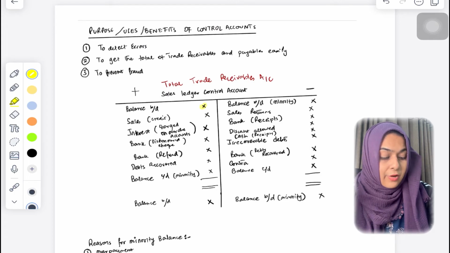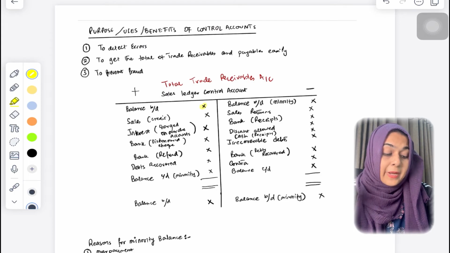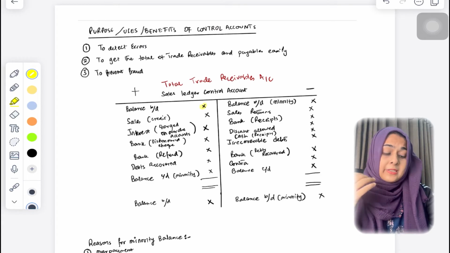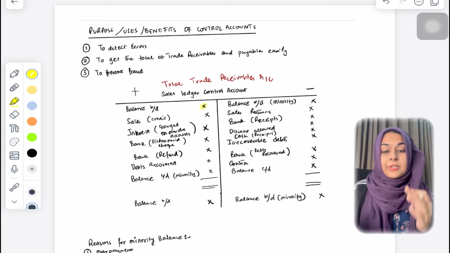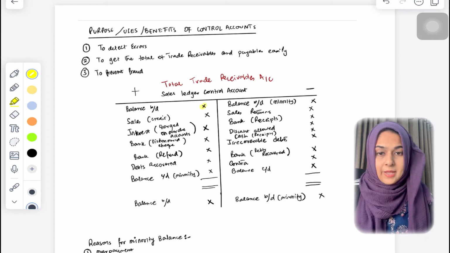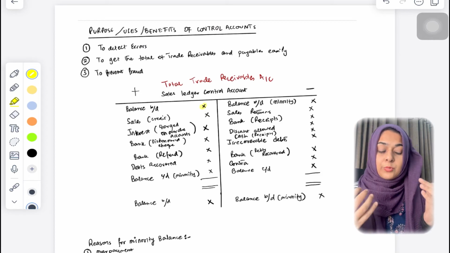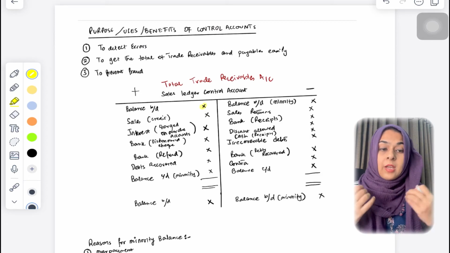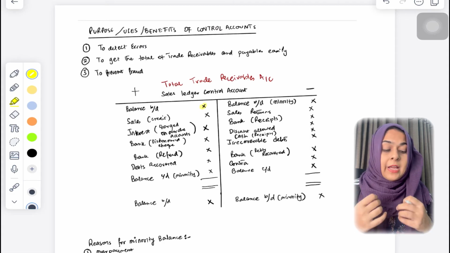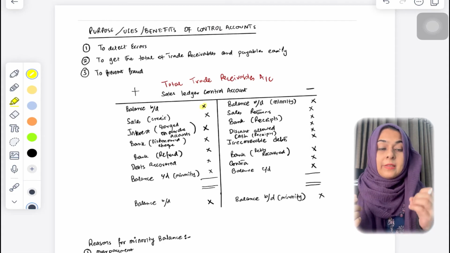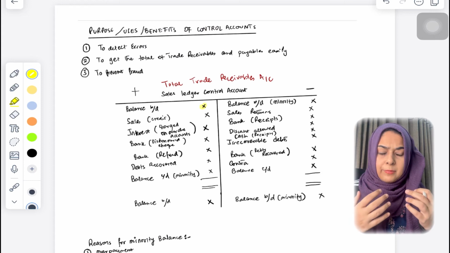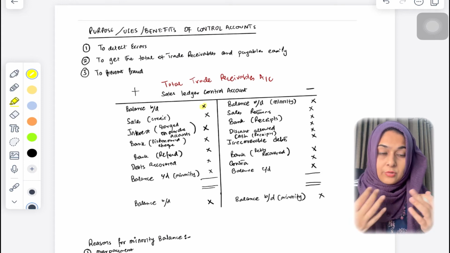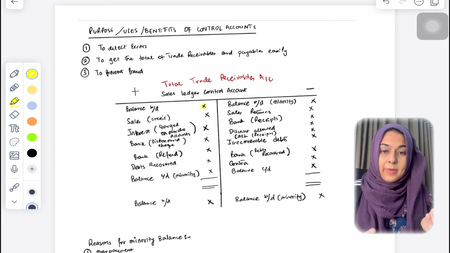But if you can see on the right hand side, we have a minority balance. So what is minority balance? Sometimes my trade receivable is my asset, right? The amounts that my customers owe me are my assets. But in some cases my trade receivable will become my payable. So in that case I owe my customer.